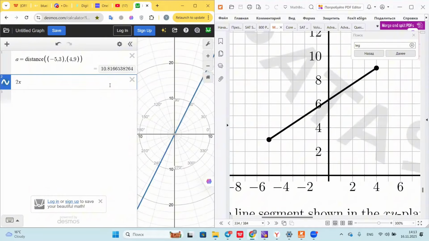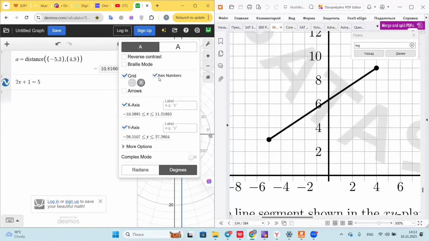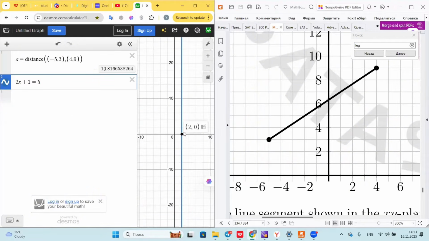For example, 2x plus 1 equals, let's say, 5. This kind of equation. You can see here the solution is 2. The solution can be found with Desmos by graphing, and it will be 2. But a more advanced technique on Desmos is not using just a graph, but using regression. For this reason, we should use regression here.